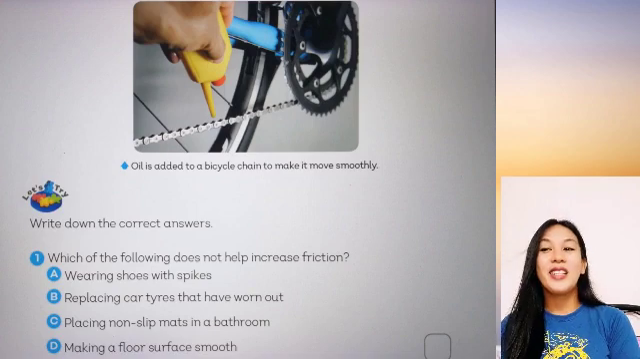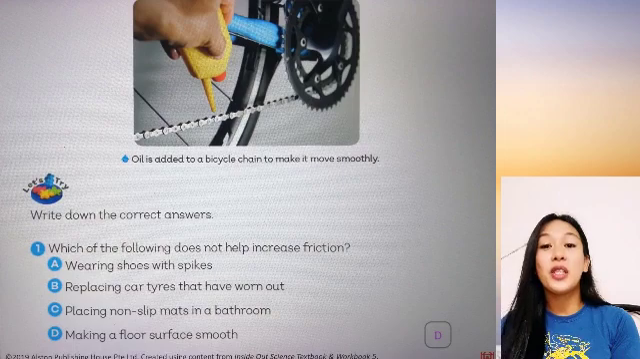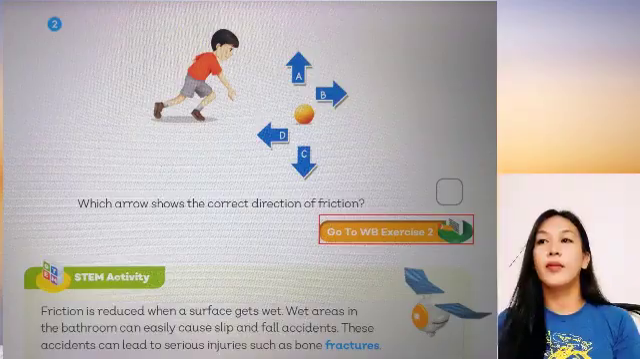Okay, so the correct answer is letter D. It does not help increase friction because smooth surfaces reduce friction.